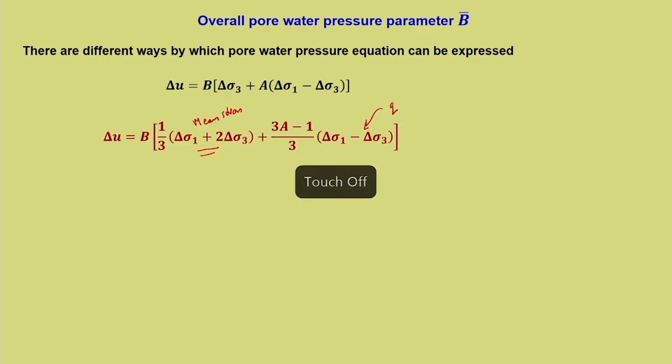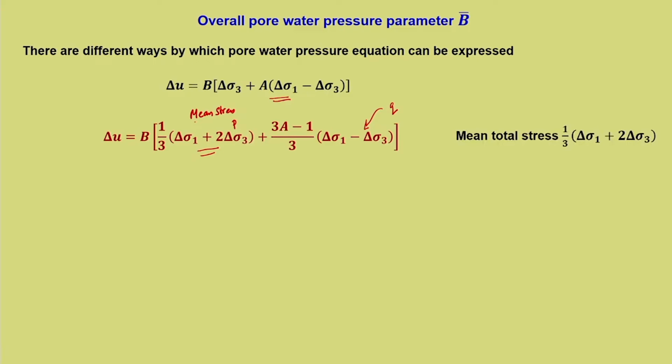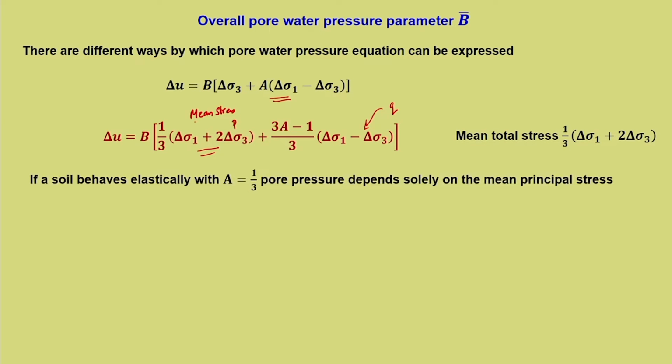Now, we need to understand that we have seen it in terms of p dash, but here it is p. This is a total stress condition. So, this is mean stress p, and this is deviator stress q. So, Skempton's pore pressure equation can be rewritten in this manner to express it in terms of mean stress and deviator stress. If you expand this, you will get the same equation. This is mean total stress, delta sigma 1 plus 2 delta sigma 3 by 3.